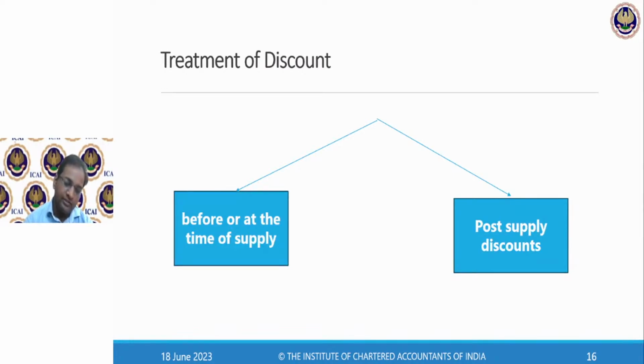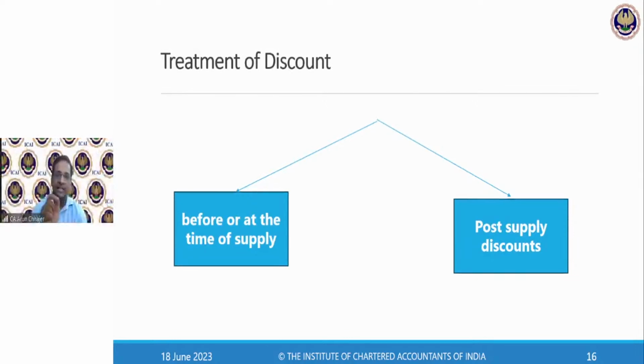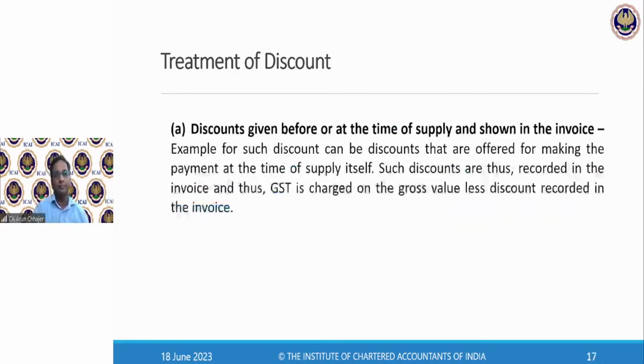The discount which has been given at the time of supply, or the discount which has been given post supply. We are going to discuss two parts: that discount which has been given before or at the time of the supply, or the discount which has not been given at the time of supply but at a later stage. Then what would be the treatment?